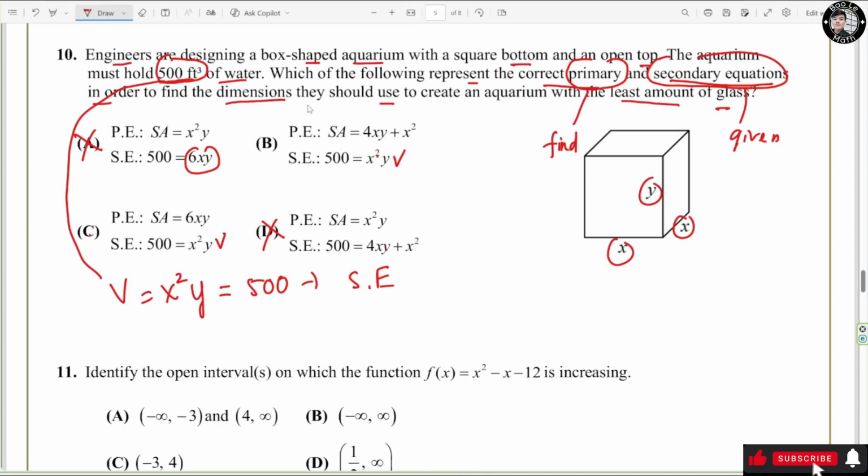So we need to find the surface area. The surface area is the lateral area plus the area of the base. Because this one is open top, we don't need to count the top, we just count the bottom. The bottom should be s squared. The lateral surface area is the perimeter of the base times the height. The base is a square, so it could be 4 times s and then times the height, which means y. So this is the surface area and this is the primary equation. So the answer must be B.